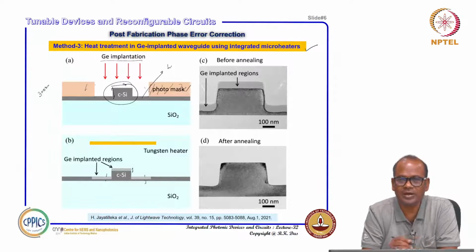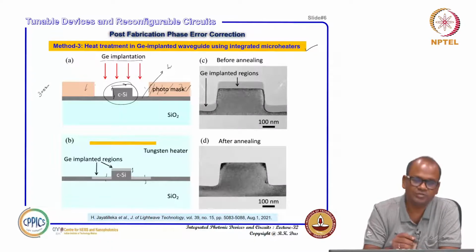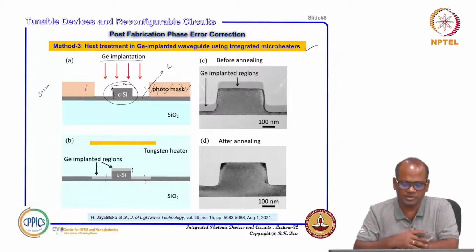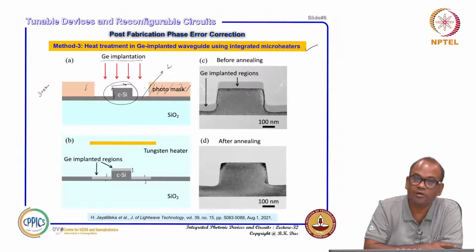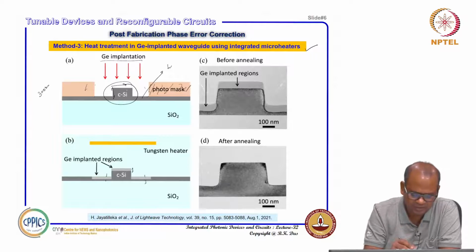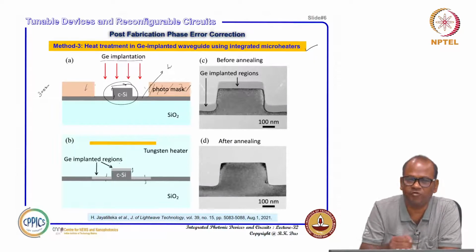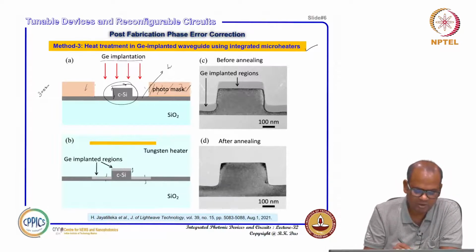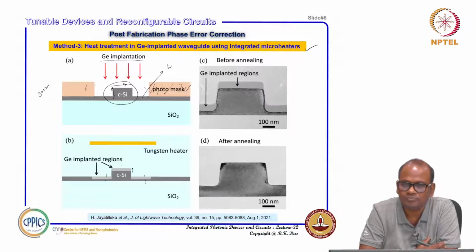When the crystalline structure is deteriorated, you can expect that some kind of loss will be added. But if it is only a certain length, maybe a few micrometers, that loss can be negligibly small compared to the overall insertion loss of the device, so you can ignore that. But what happens in the process is that because of the implantation, the crystalline structure becomes amorphous. Once it becomes amorphous, it will show a different refractive index.